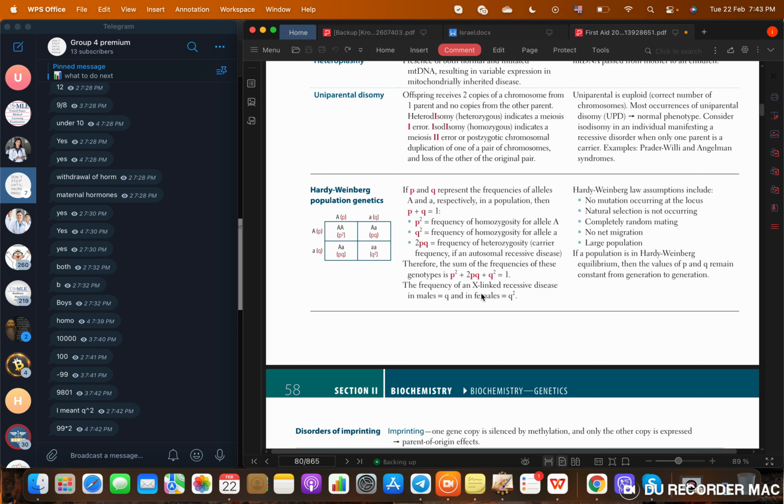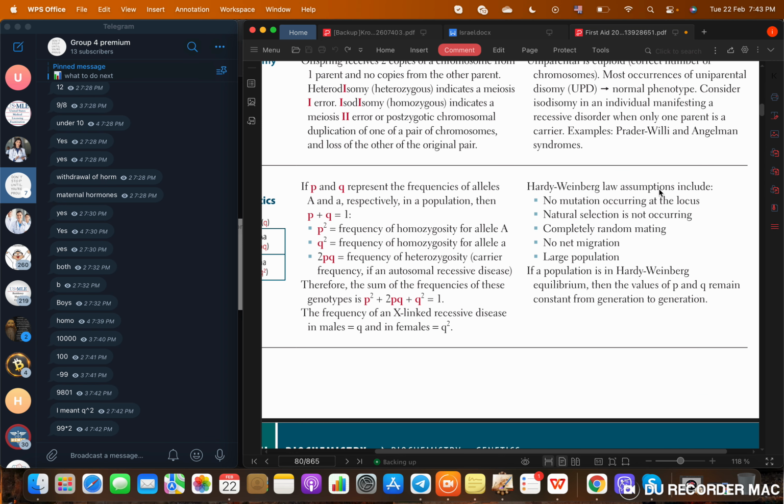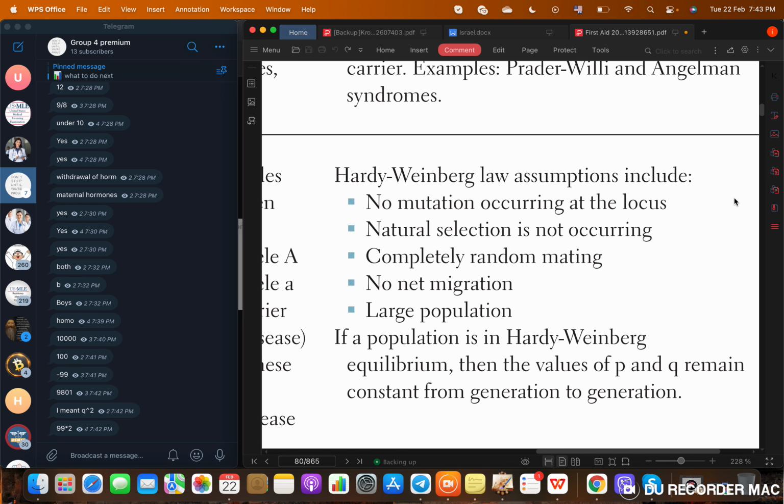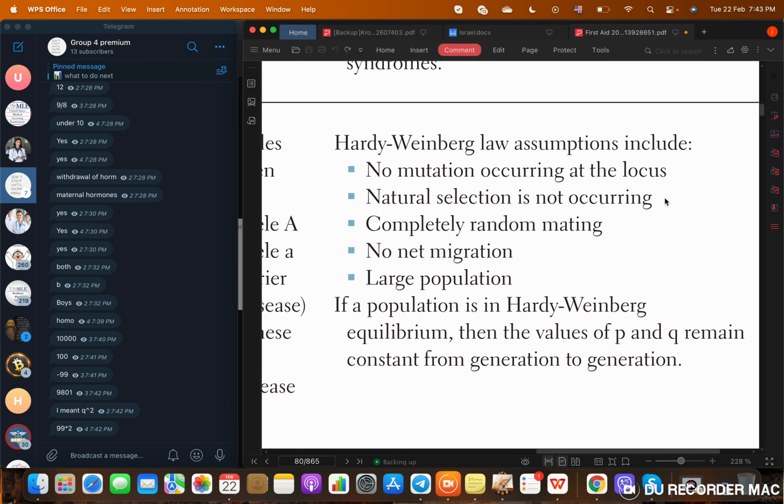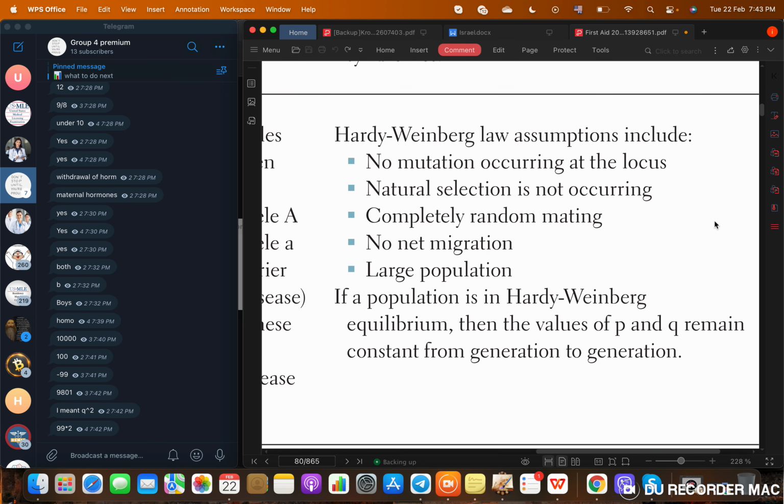So in the USMLE, they never ask about the X-linked recessive. They always ask about the autosomal recessive. Hardy-Weinberg law assumptions include no mutation occurring in the locus, natural selection is not occurring, completely random mating, no net migration, and large population should be checked.